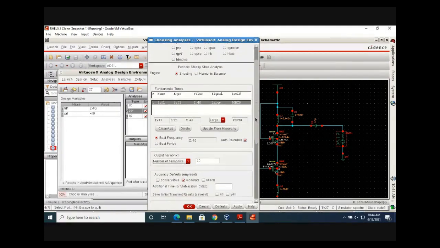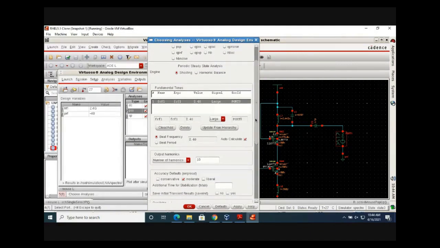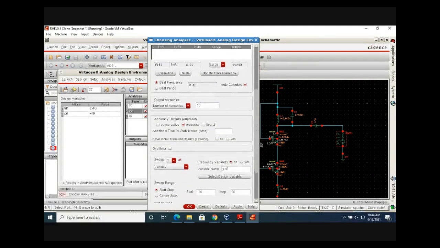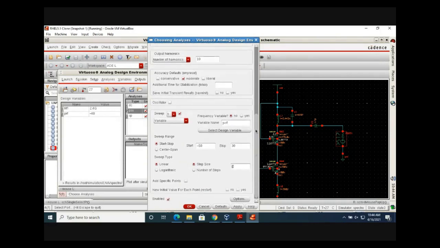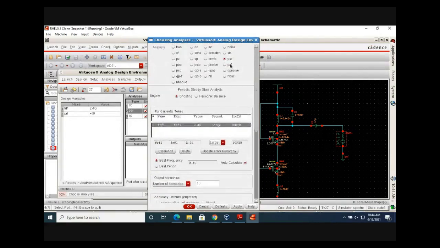But when you start designing this LNA, you can look at the technical details of this analysis in a little more detail. What you are seeing here as FRF1 is the single input frequency I have given, 2.4 GHz at port 0, and I have just 10 harmonics. That is the same as the previous one. So one addition: you can do harmonic balance, SP analysis or PSS analysis, and you will get even harmonics after performing a PSS analysis also.